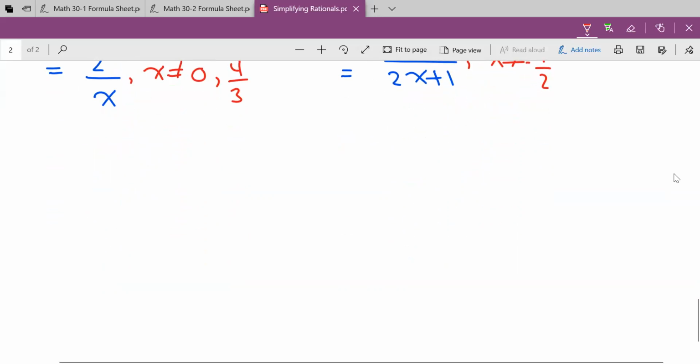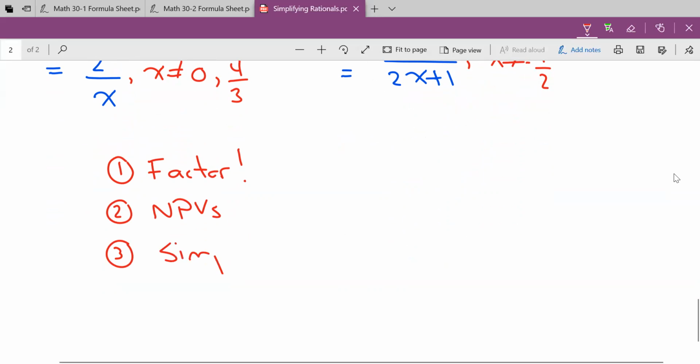So again, your first step should be factor everything. I can only divide if I can factor. Step 2, find my NPVs. Step 3, simplify. And how do we simplify? By dividing. That's it, friends. That is how you simplify a rational expression.